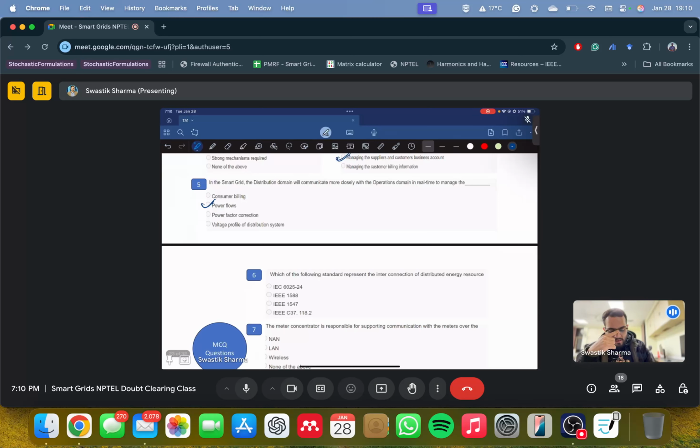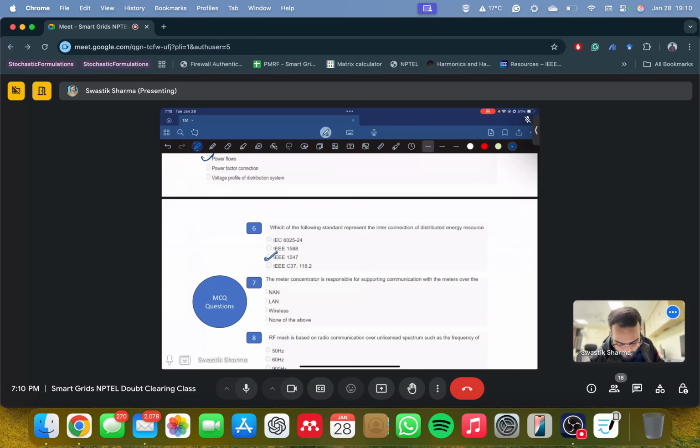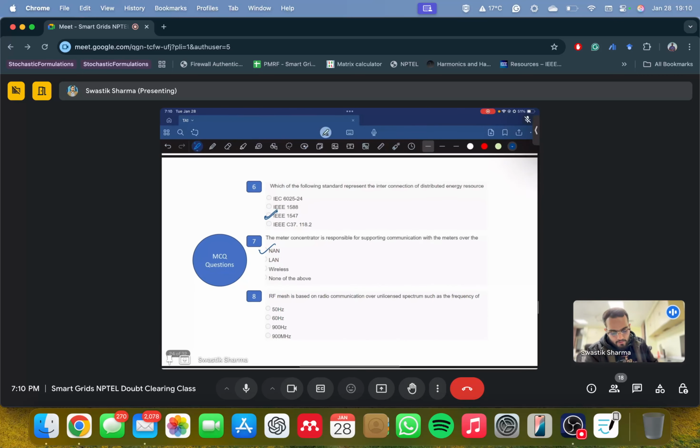Next, which of the following standards represents the interconnection of distributed energy resources? 1547. The meter concentrator is responsible for meters over what? NAN. Yeah, NAN, RF mesh based. Full form of NAN? Neighborhood area network.